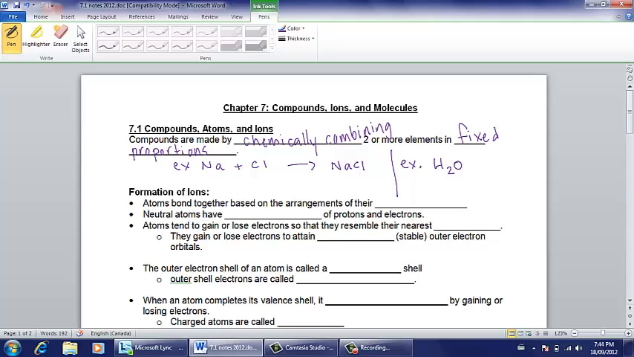Next, we are going to be looking at the formation of ions. Atomic theory suggests that atoms bond together based on the arrangement of their electrons. The protons and the neutrons are not involved. Therefore, the nucleus is not involved in the formation of compounds. The Bohr diagram, then, with its electrons, will be a useful tool for studying how compounds form.